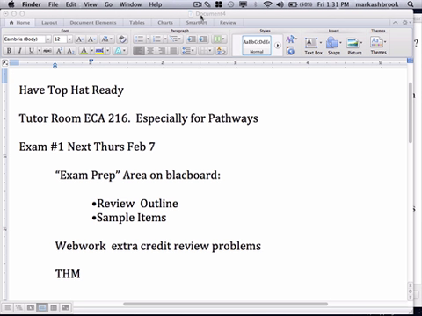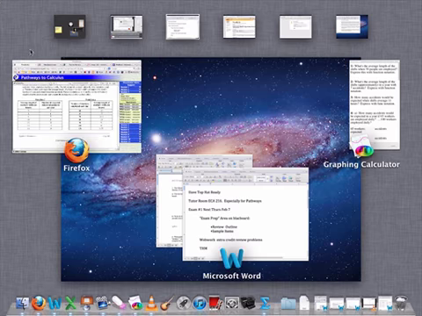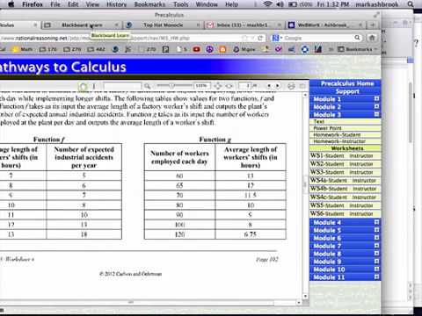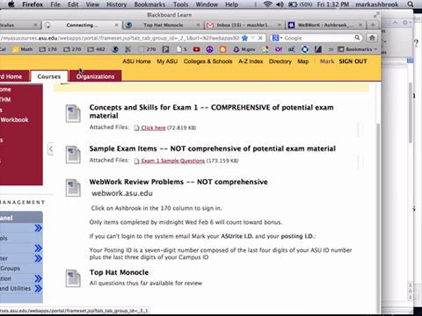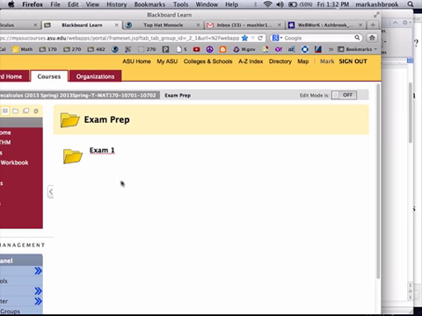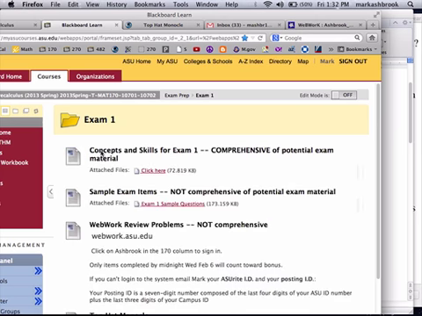And then I'll have all the Top Hat questions we've had so far in review mode, okay? So let's show you some of these things. First of all, on Blackboard, if you go to the exam prep area over here on the left, you'll see this, hit Exam 1. Here's the outline I told you about. This is comprehensive. There's nothing on the exam that's not somewhere in this outline.